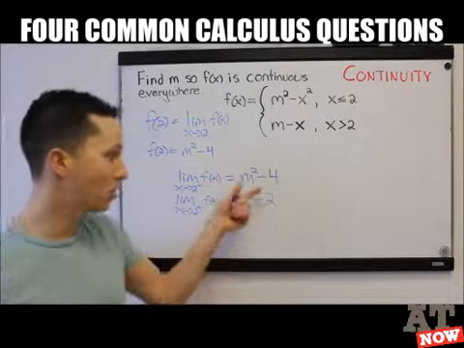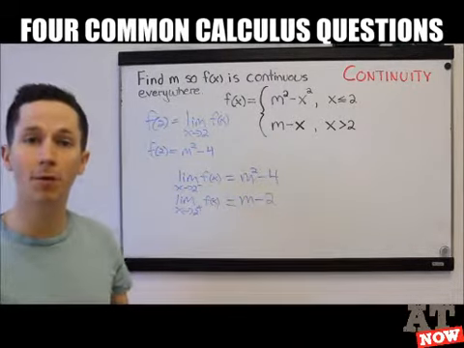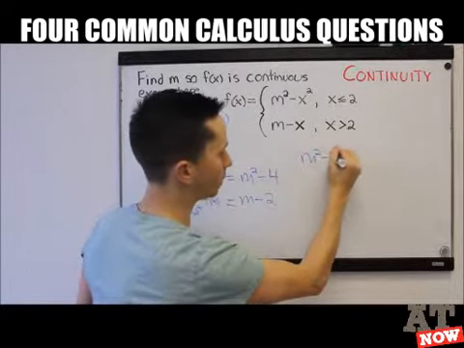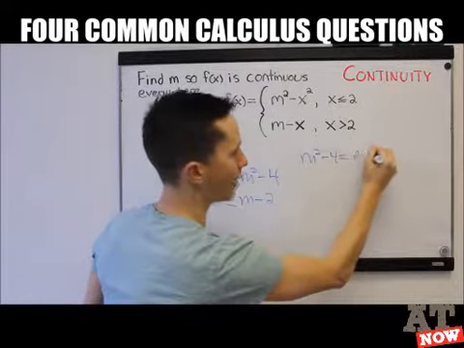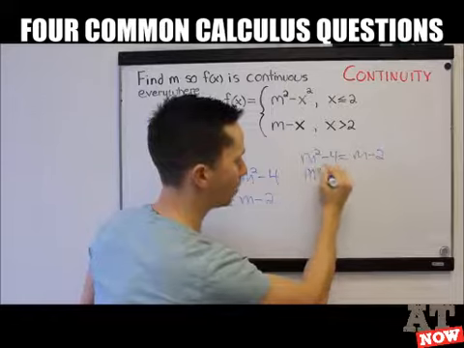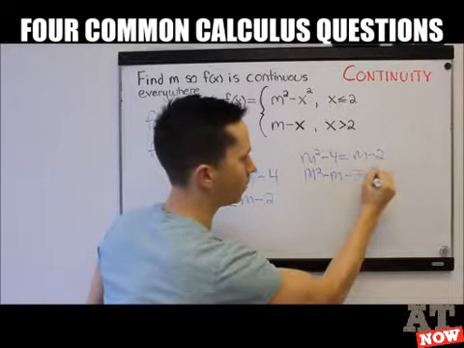The last thing we have to show is where are these equal? What value of m makes these two equal? Just set them equal to each other. m squared minus 4 equals m minus 2. That's a quadratic, so everything to one side: m squared minus m minus 2 equals 0.